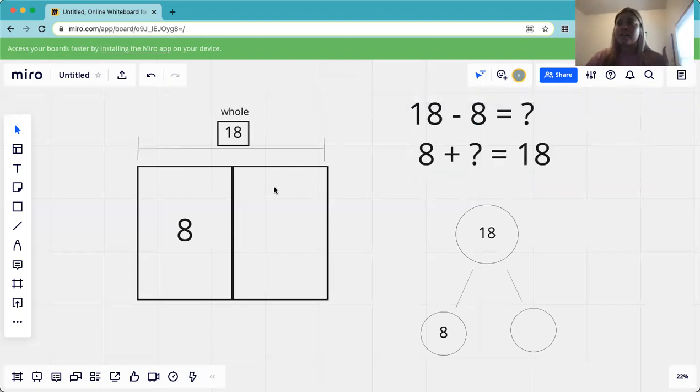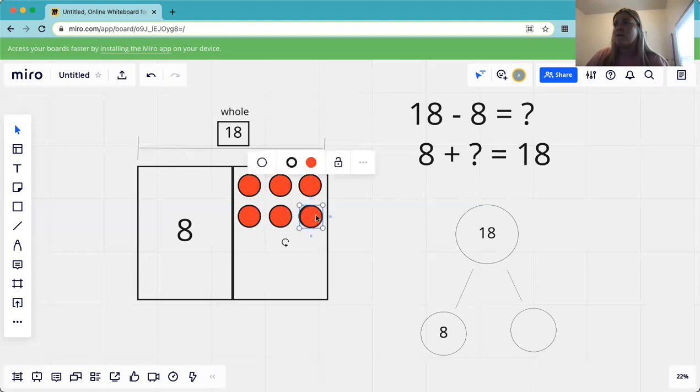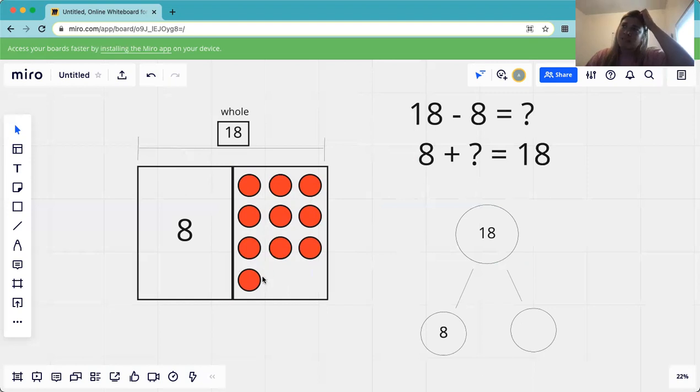I'm going to do circles just to help me, and I'm going to figure out what 8 plus what equals 18. So I'm going to try it. Again, I'm starting at 8 and I'm counting on. 8, 9, 10, 11, 12, 13, 14, 15, 16, 17, and 18. I'm going to check one more time. 8, 9, 10, 11, 12, 13, 14, 15, 16, 17, 18.